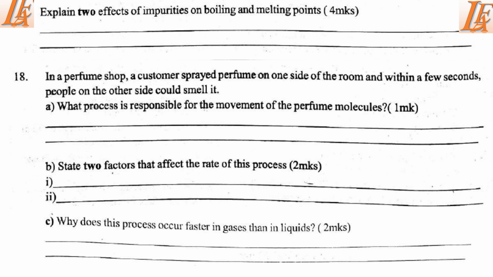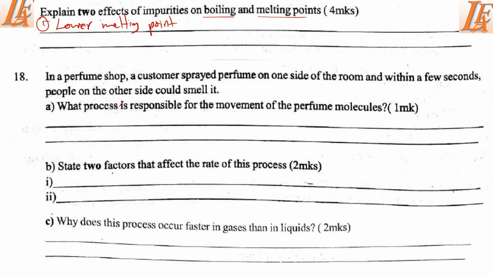Question 17. Explain two effects of impurities on boiling and melting points. So in this case, boiling point is a specific temperature at which a liquid changes to vapor, while a melting point is a specific temperature at which a solid changes to a liquid. Now, what are the effects of impurities on melting points and on boiling point? So we want to begin with the melting point, and we say the impurities lower the melting point.